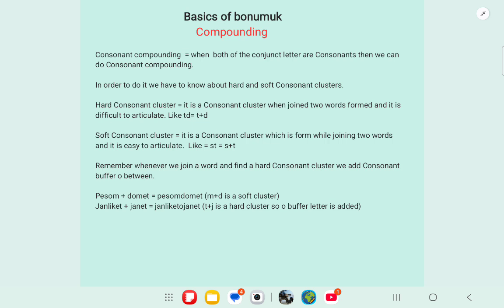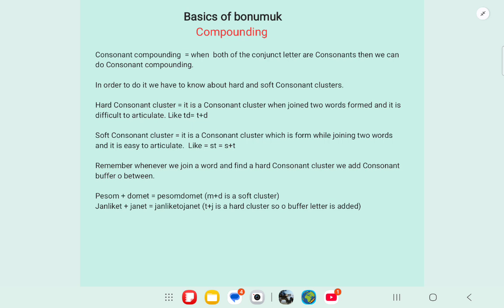So now let us look at consonant compounding. When both of the conjunct letters are consonants, then we can say that the compounding happening there is a consonant compounding. Okay, in order to do consonant compounding, we have to take care of some things. First thing is the hard consonant cluster. These are the consonant cluster when two words are joined and they are difficult to pronounce or articulate. Like T plus D. We cannot pronounce this. It is not easy to pronounce.